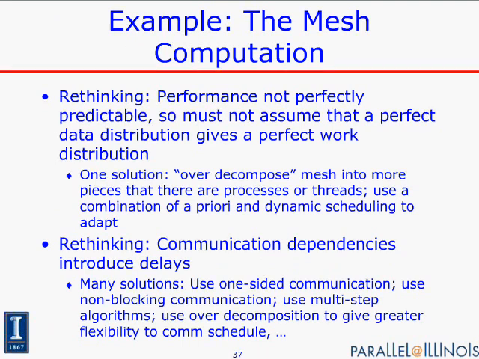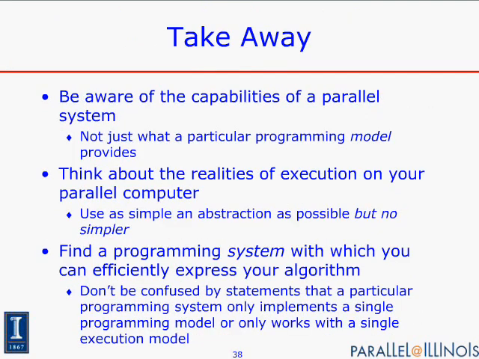So the takeaway here is be aware of the capabilities of parallel systems, not just what a programming model or a programming system provides. Think about the realities of the execution, and as always, use as simple of an abstraction as you could get away with, but no simpler. And then find a system that will allow you to express your algorithm. And don't be confused by statements that a particular programming system only implements a particular programming model, because this is almost never the case.